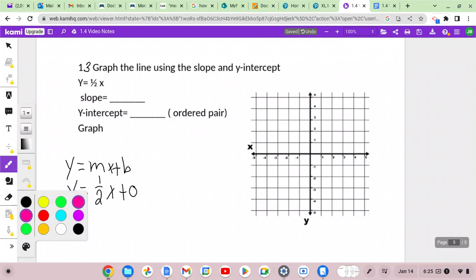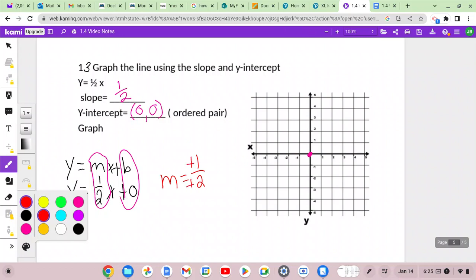This can now help me identify that the slope, or m, is 1 over 2. The b, or the y-intercept, is the 0. So again, as I said, 0 first for the x, comma, whatever the y-intercept number is that we have in place of b. In this case, it's 0. We will graph the origin first at 0, 0.